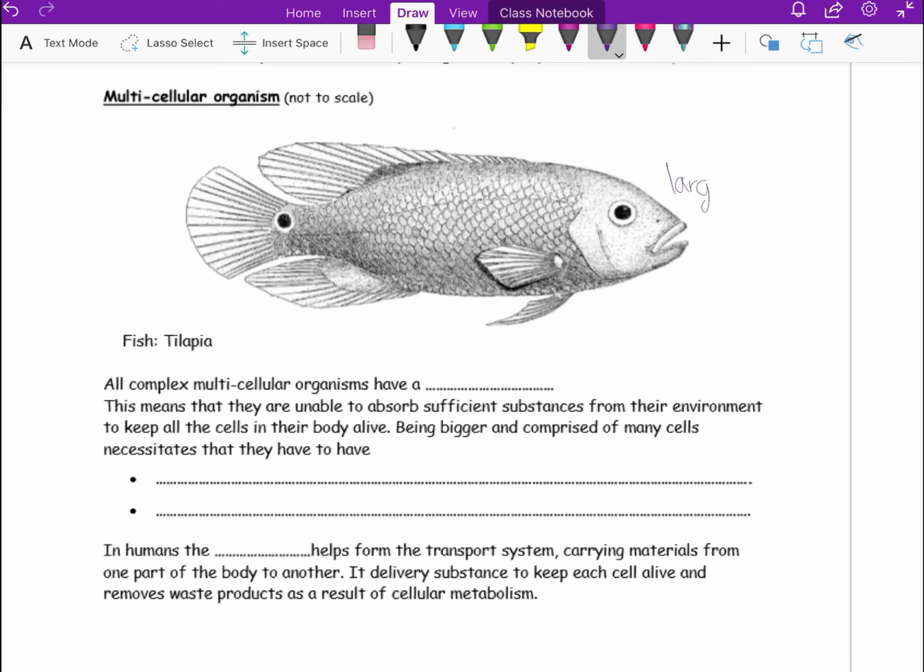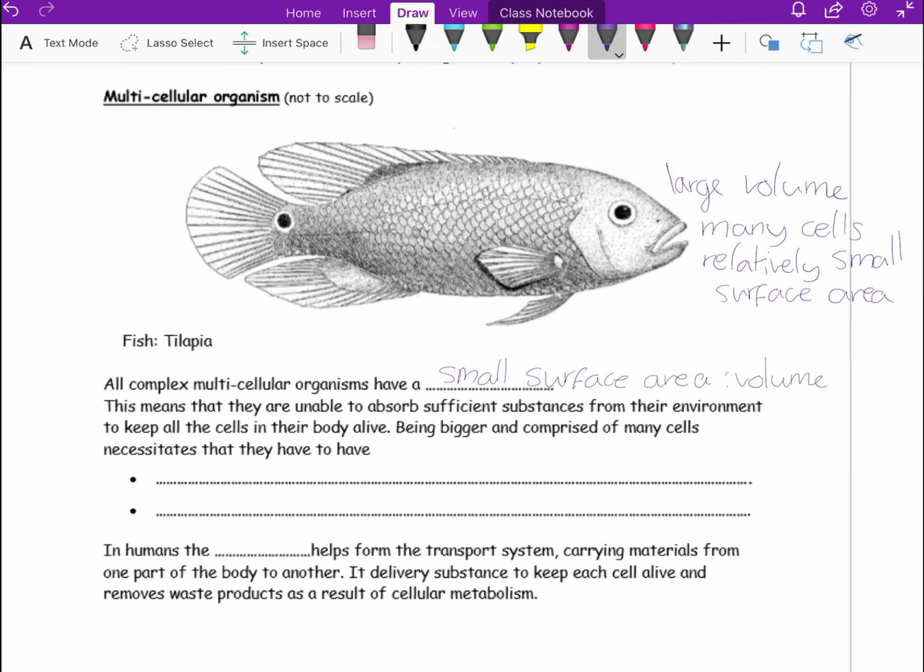Multicellular organisms are slightly different then. So they've got a large volume because they're much larger organisms. They're made up of many cells. And relative to that large volume, they actually have a relatively small surface area. So if you think about the surface area of the external surface of the fish relative to how many cells there are and relative to the total volume of the fish, the ratio between volume and surface area is the other way around. So they've got a smaller surface area relative to having a larger volume.